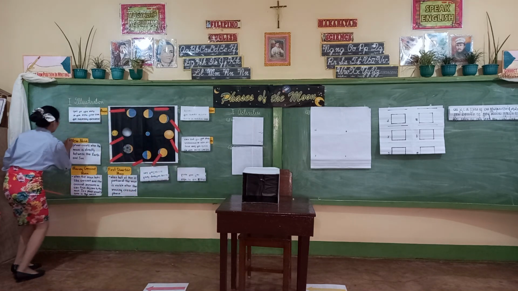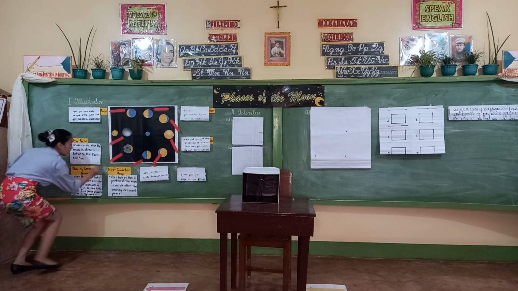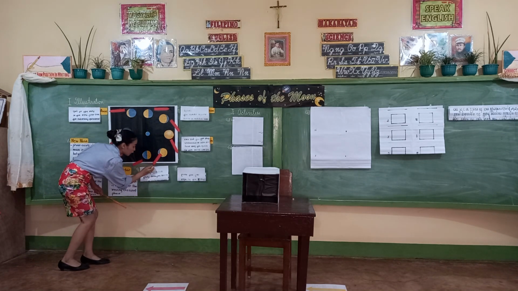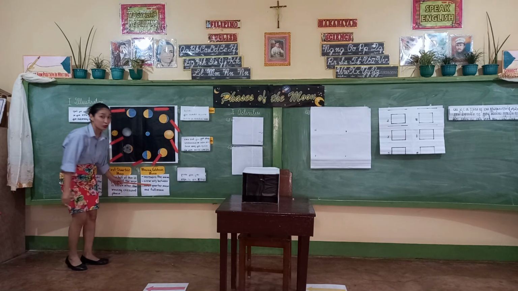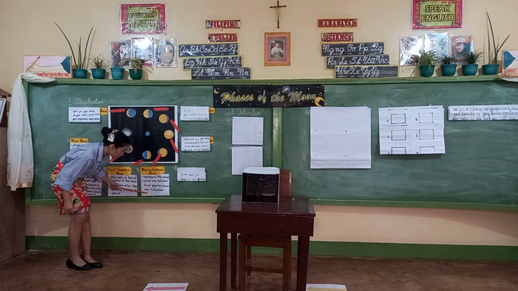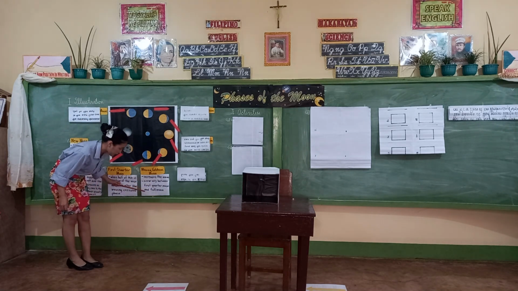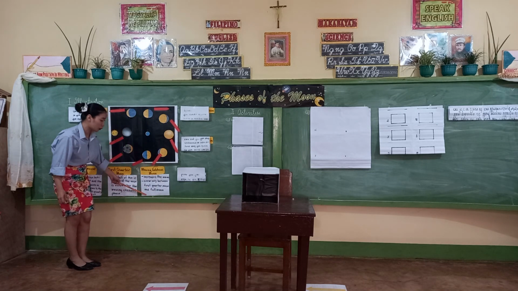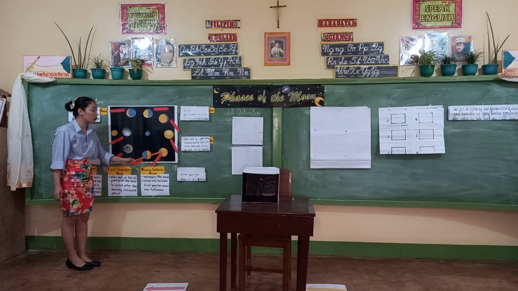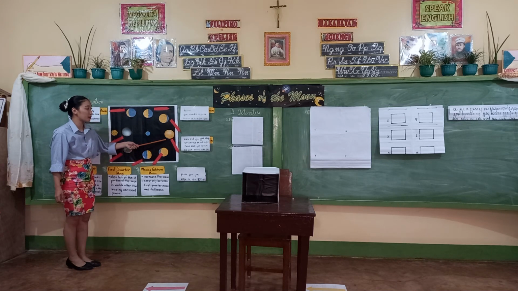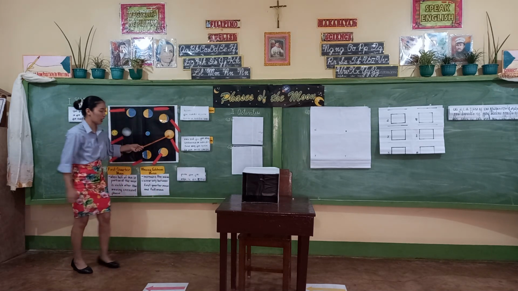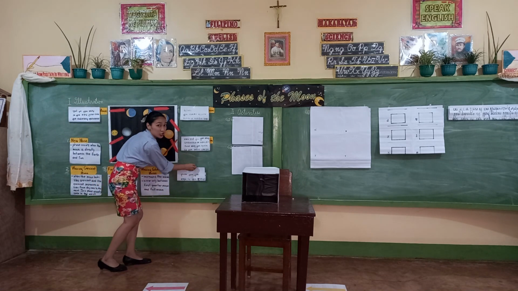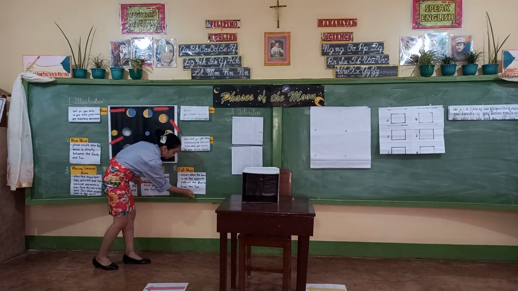let's number this one. First, the second one, the third one, and the fourth one is the waxing gibbous moon. The waxing gibbous moon increases the waxes. It occurs only between the first quarter moon and the full moon. In this phase, the moon is nearly becoming the full moon. Okay. Now let's proceed to the fifth phase of the moon, which is the full moon.